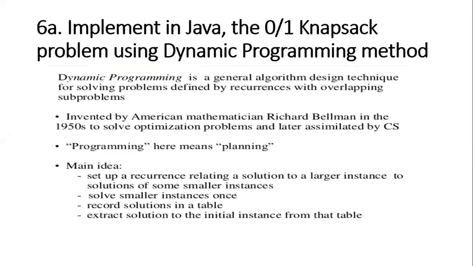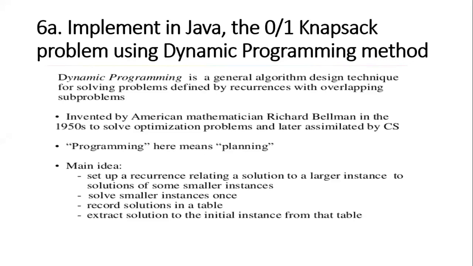Today's programs will be program numbers 6A, 6B, and 7. The problem statement of 6A says: implement a Java program for the 0-1 knapsack using the dynamic programming method. As an introductory part, we will understand what the dynamic programming method is.